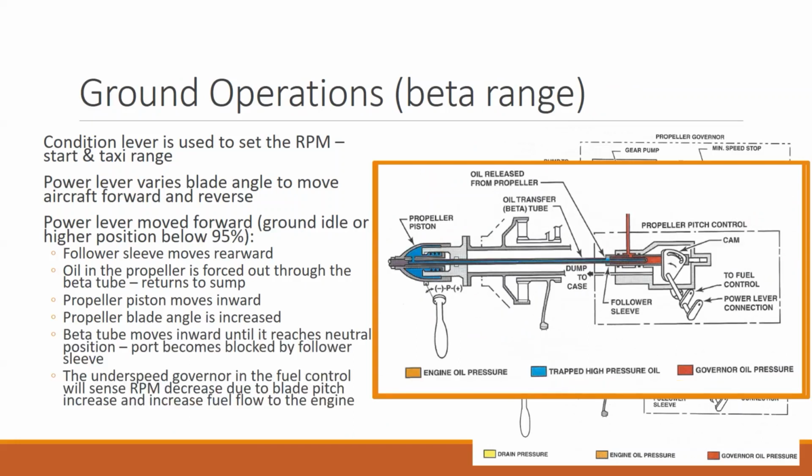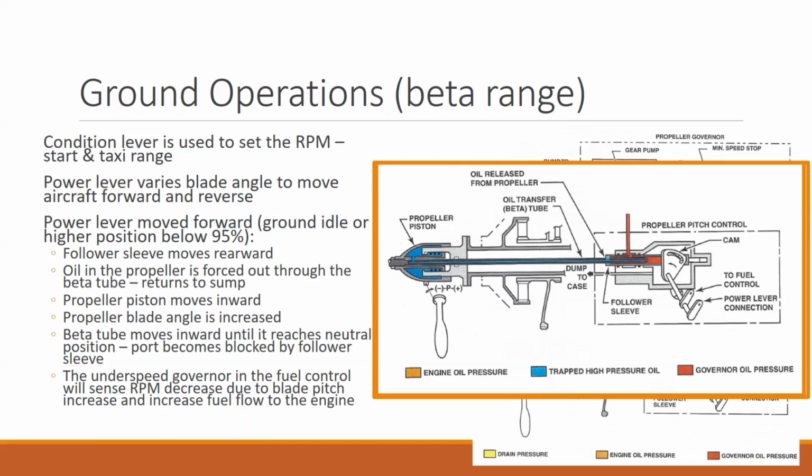The reverse of that, when we want to slow down, when we want to bring it back towards an idle position, is that, so now power lever, this is what I just explained again, okay? This is the point where now the prop has gone to the higher pitch. There's still oil in the dome. It's not moved all the way aft. You can see there's room for the dome to slide aft. But now this is that position where the beta tube port's now blocked by the follower sleeve. And so we've established a new neutral position at a higher power setting.